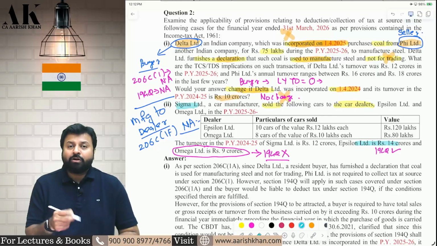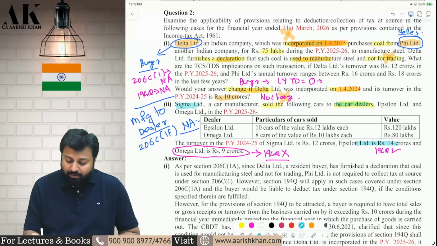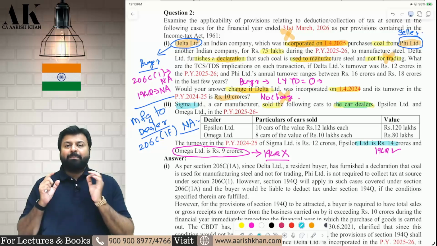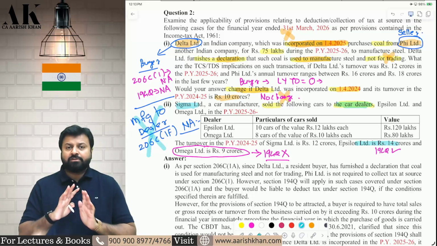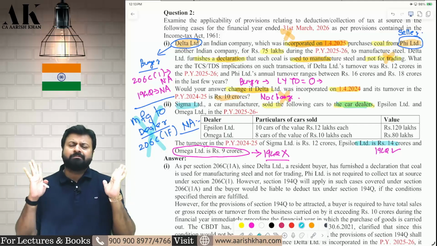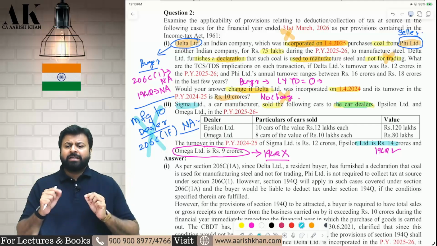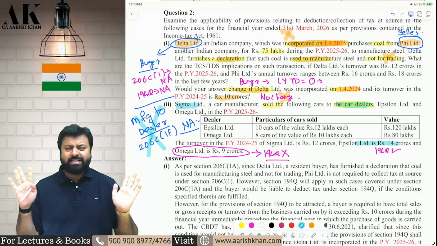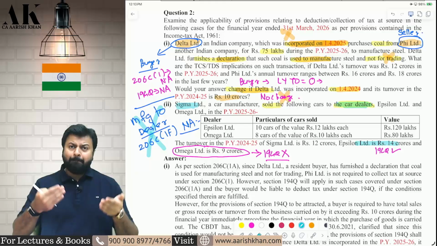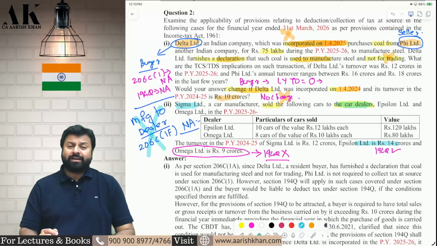Sigma is a manufacturer of car and they are selling some car to car dealers. Always remember, if a manufacturer sells car to car dealer, then provisions of 206C(1F) are not applicable. Very clearly written in the law that if a manufacturer is selling to dealer, the 206C(1F) provisions of collection of TCS are not applicable. But in that case, the buyer will be liable to deduct TDS under 194Q if the buyer's last year business turnover is more than 10 crore and the buyer purchases car of more than 50 lakh rupees.